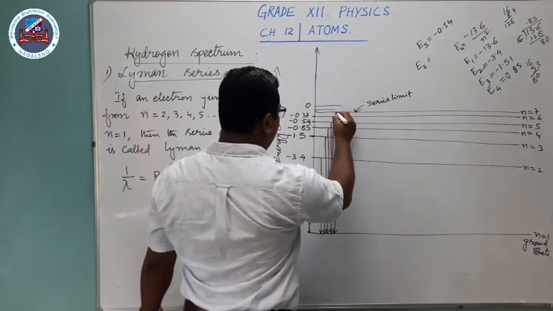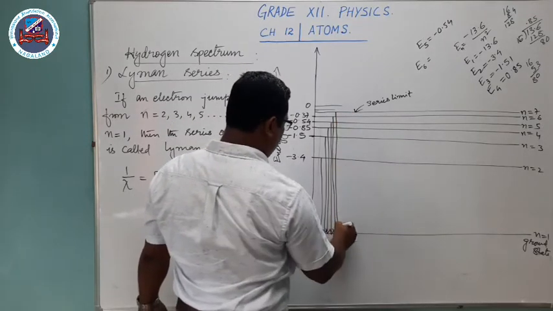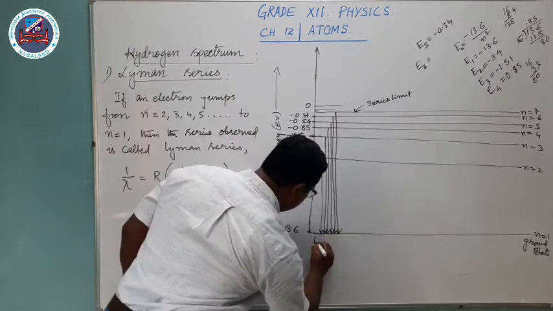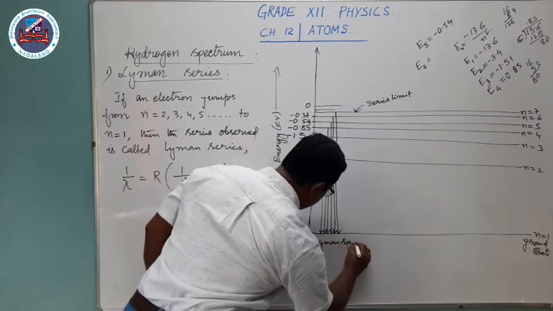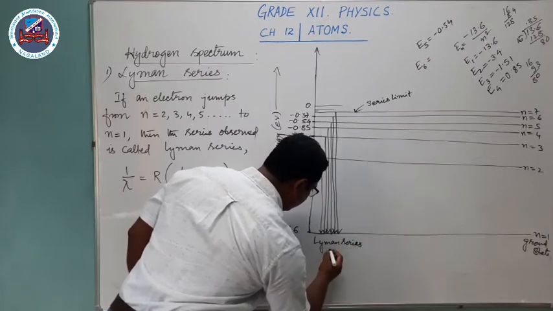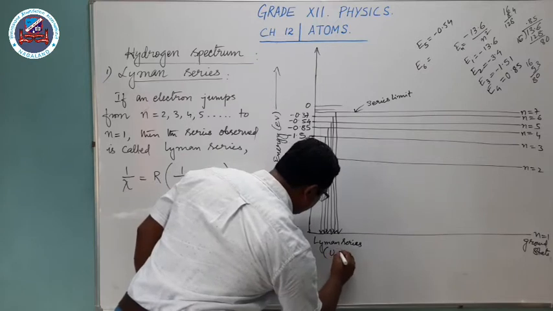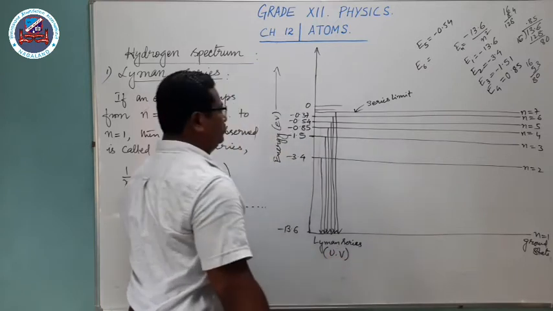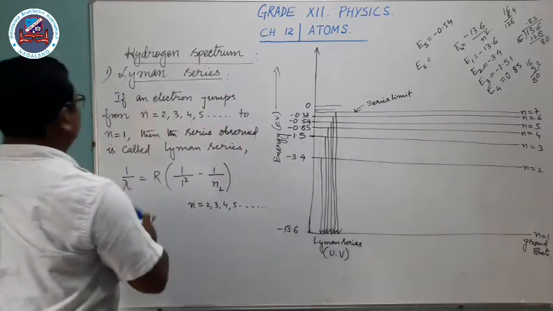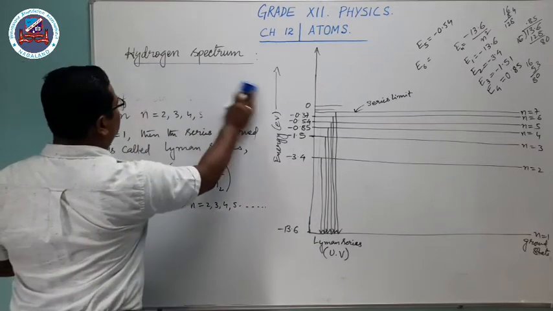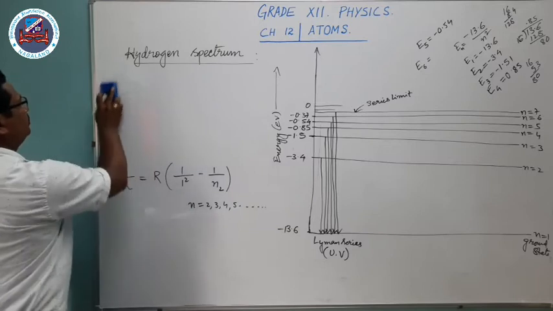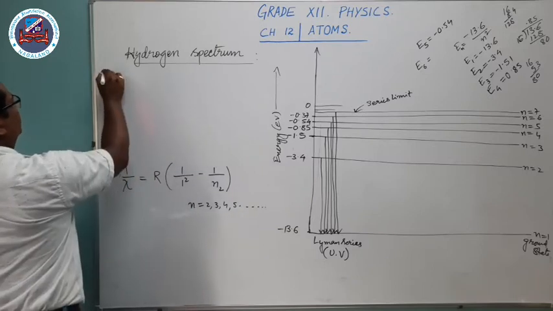Then n equal to 7 to n equal to 1, the series we call the Lyman series. You can observe this in the ultraviolet region of the spectrum. And the second series is the Balmer series, which is visible in the visible region.